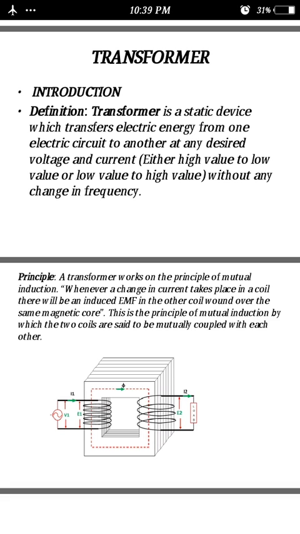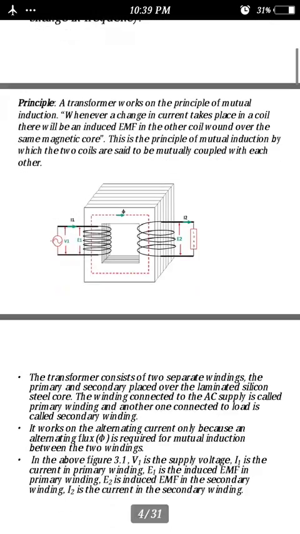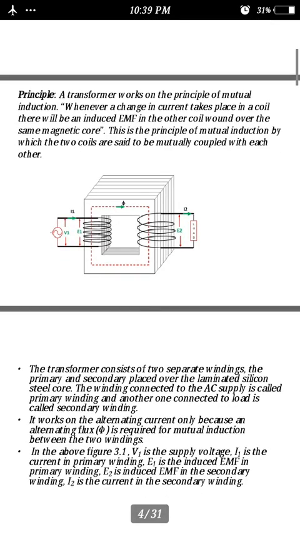Because of that force, in the other coil which is near to it, which doesn't have any electrical connection, wound over the same magnetic core, the flux is generated. This is the principle of mutual inductance, by which the two coils are said to be mutually coupled with each other. So there is no electrical contact between the two. In between the primary and the secondary turn, there will be the core.